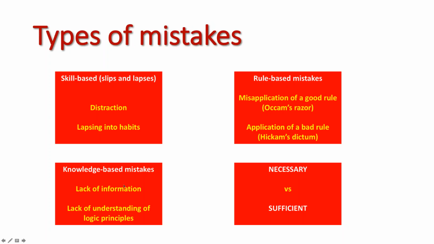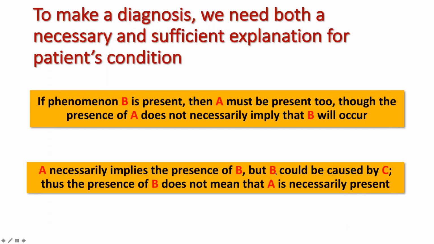Then you can have knowledge-based mistakes. Knowledge-based mistakes often happen from lack of information, because you are simply not familiar with, say, the differential diagnosis of RPGN, or from lack of understanding of the principles of logic. And what are the principles of logic? They may be listed as necessary versus sufficient. To make a diagnosis, we need both a necessary and a sufficient explanation for the patient's condition.